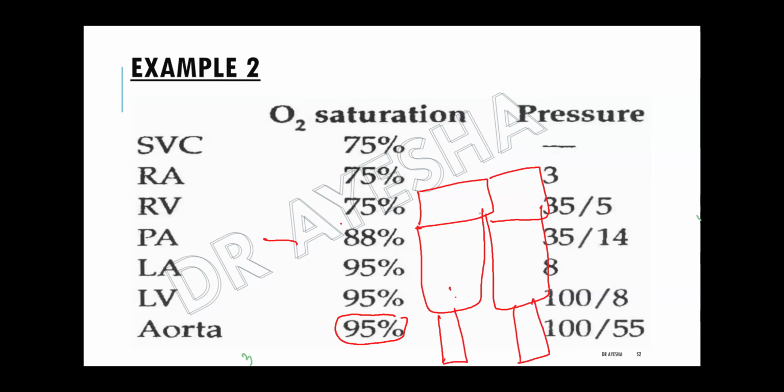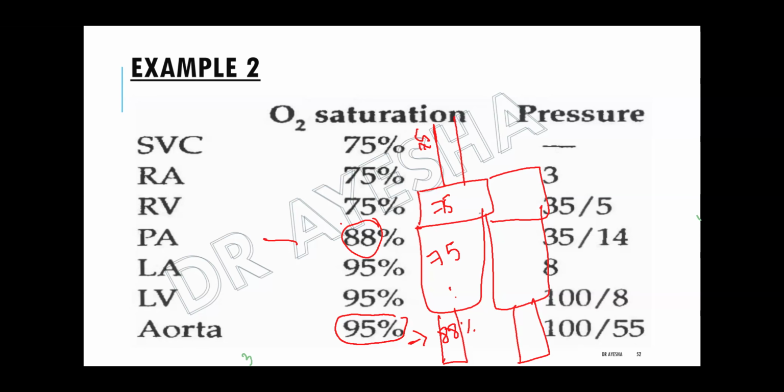So let's start. Madam, the saturation in SVC is normal, 75. RA is normal, RV is normal, 75%. And in the pulmonary artery, it is 88%. So this means there is something wrong here. There is some problem at the artery level. Yes, exactly. Very good. Now come back to the left side.